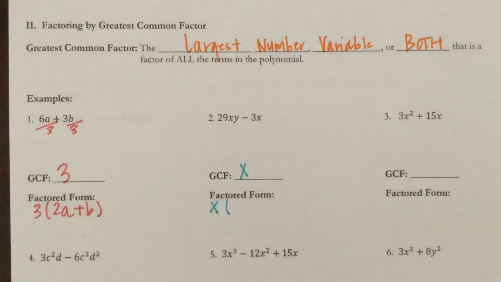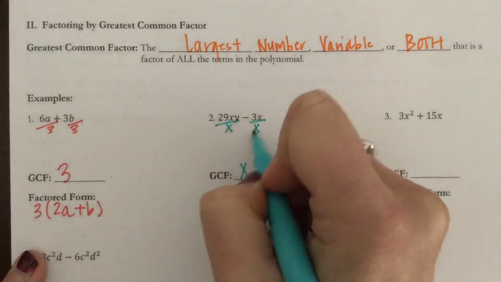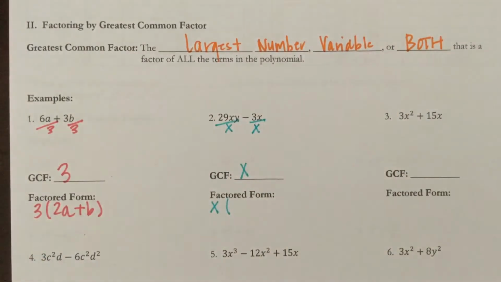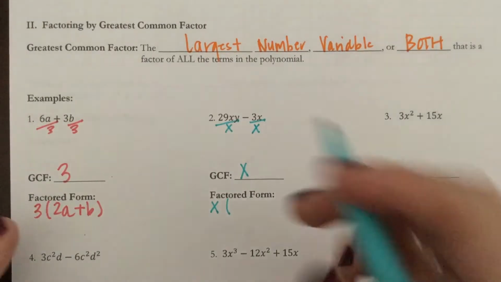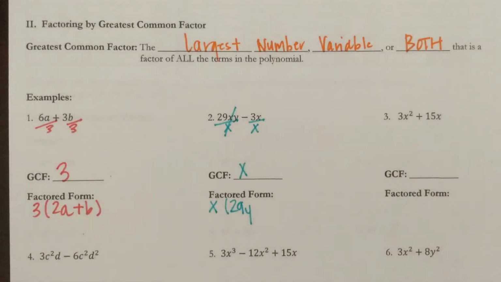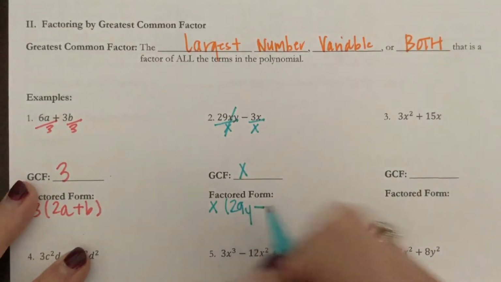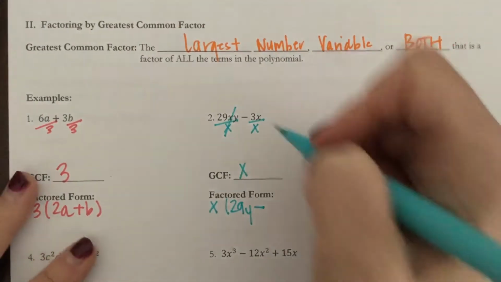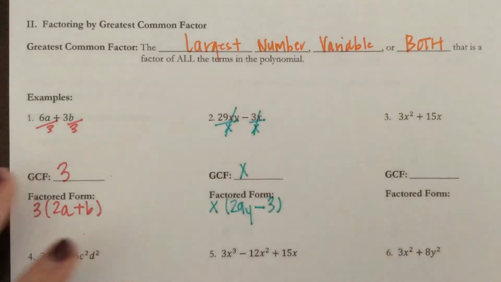So for our factored form, it's going to be x times, and then to figure out what goes in the parentheses, I just come up here and divide both of these terms by x. So 29xy divided by x, the x's are going to cancel and leave me with 29y. Put down my minus sign, and 3x divided by x is just going to leave me with 3.